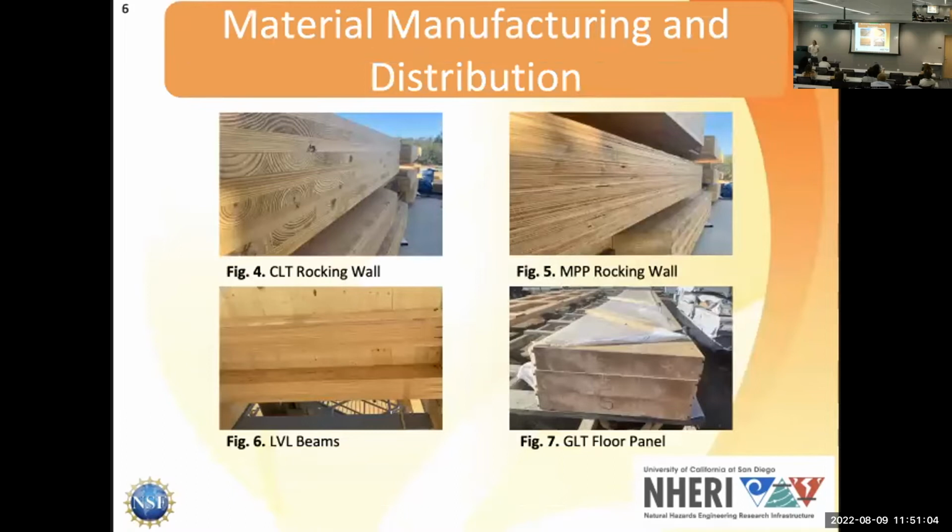So the first theme I chose was material manufacturing and distribution. There's a lot of different products on this project, and a lot of them were donated by several different companies. The two I want to talk about first are the cross-laminated timber and mass plywood panel rocking walls. So they're the big structural focus of this research.